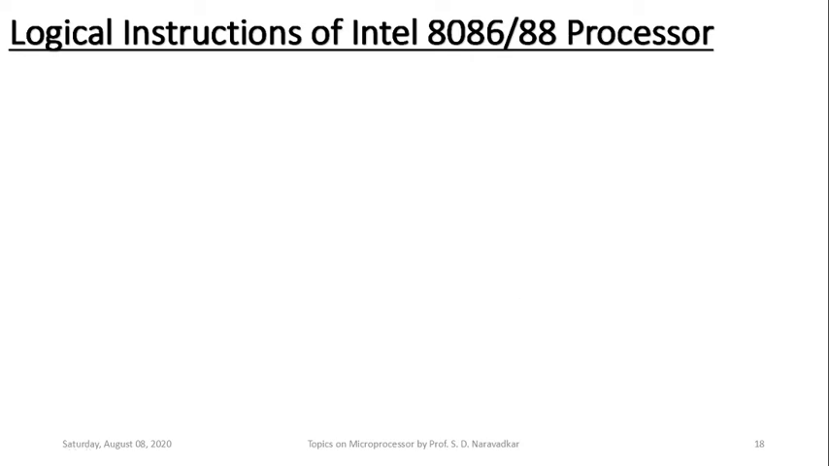Hello friends, in this video lecture I am going to explain two groups of instructions of Intel's 8086-8088 processor. The first group is logical instructions and the second group is data rotate and shift type of instructions. So let us start here with logical instructions.